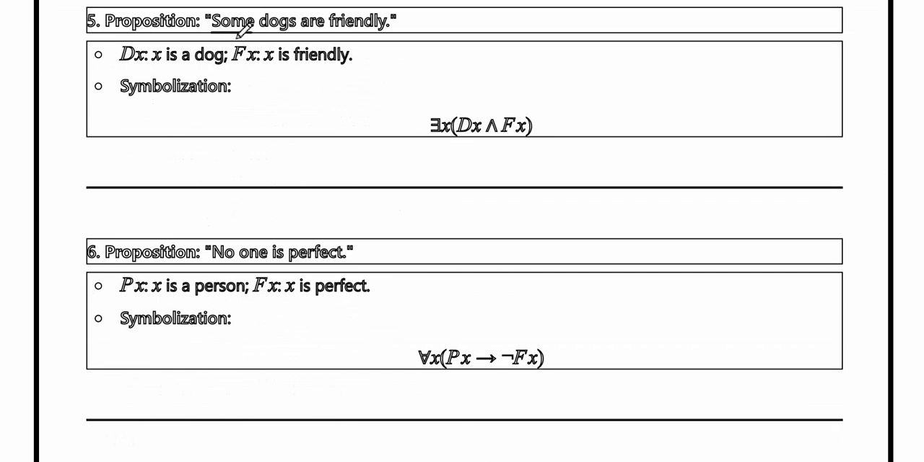Some dogs are friendly. Some means existential quantifier. This is a positive one, so there is no negation symbol. So you have to be careful. Where there is a "not," we have to use a negation symbol also. Dx is a dog, Fx is friendly. So there exists an x such that x is a dog and x is friendly.